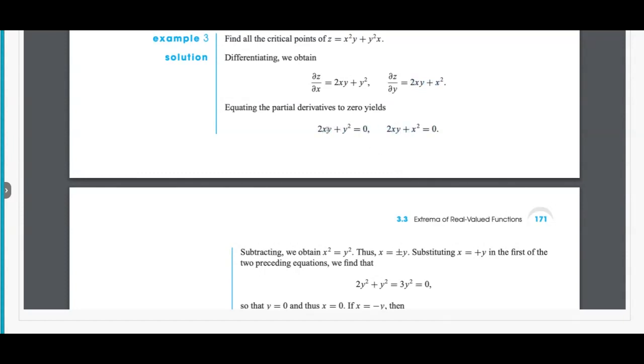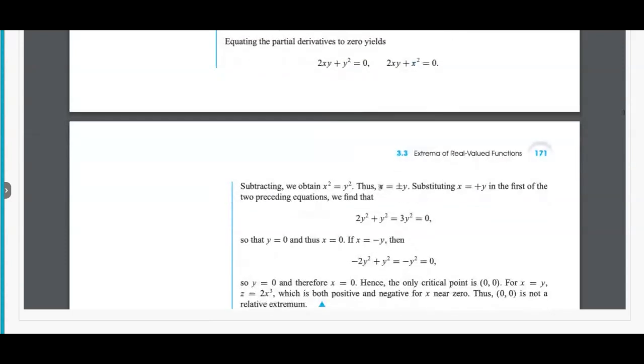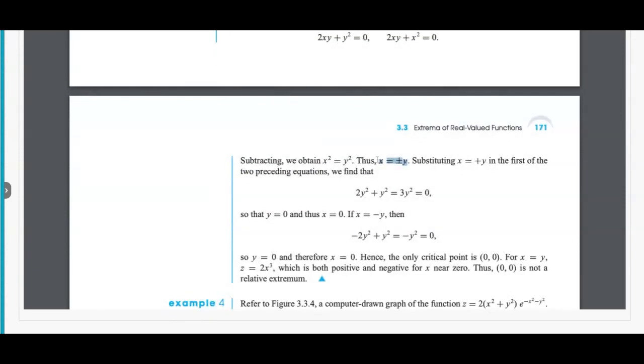So this equals 0, this equals 0. That means we can equate those two. Equating those two, 2xy cancels out. So that means y squared equals x squared. That means y equals plus or minus x. So I have two lines' worth of critical points.